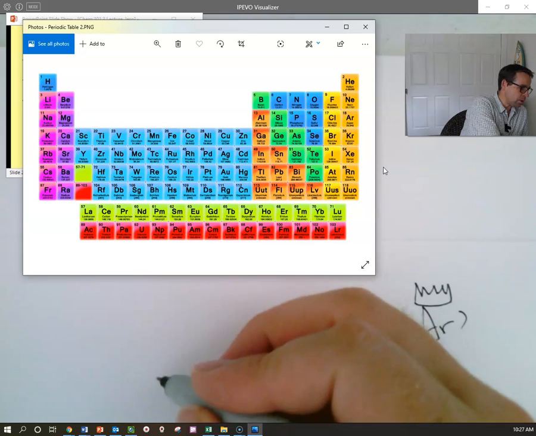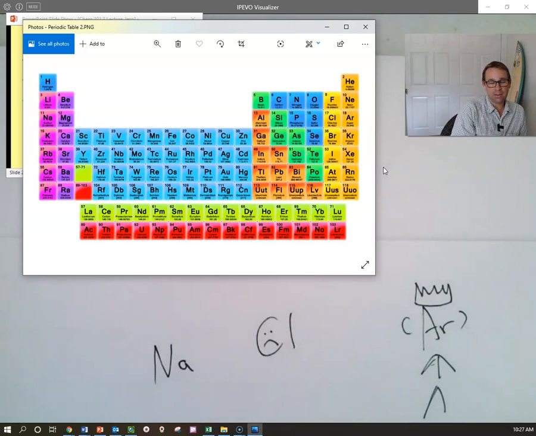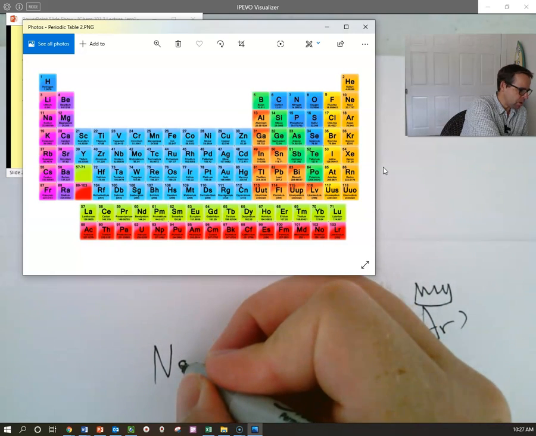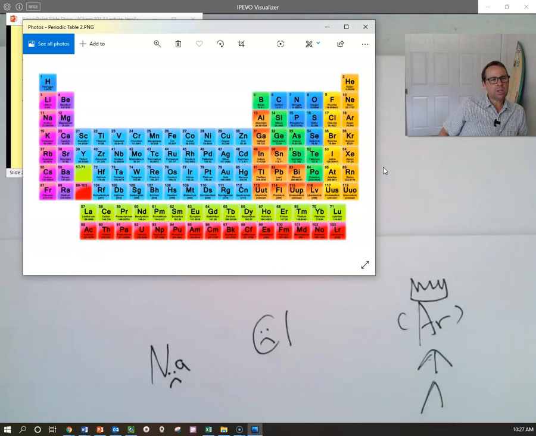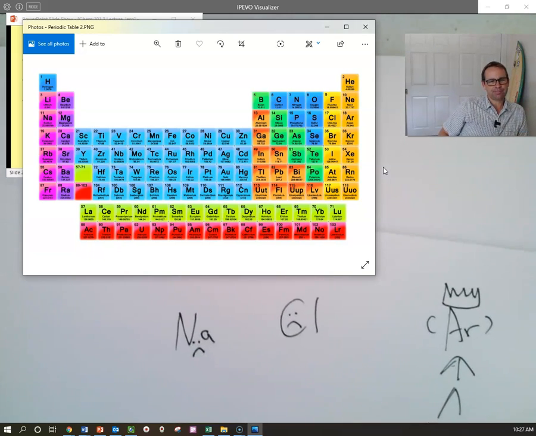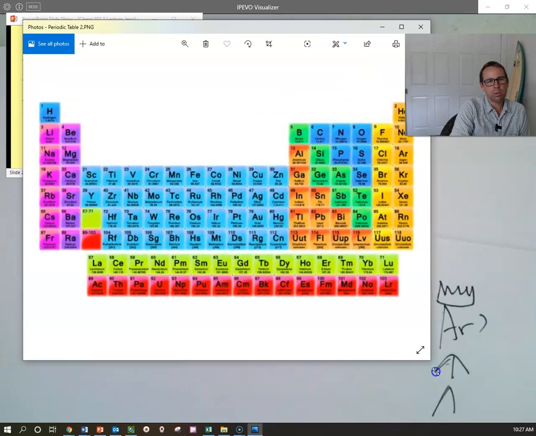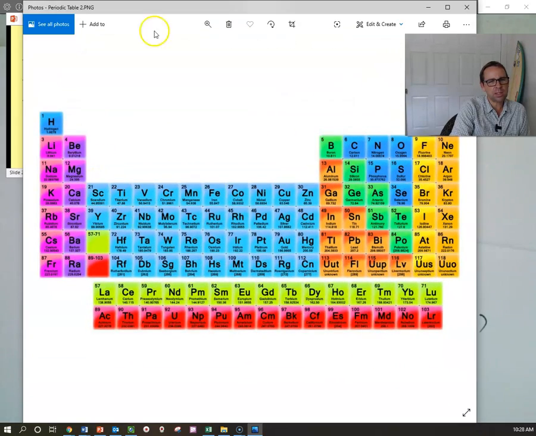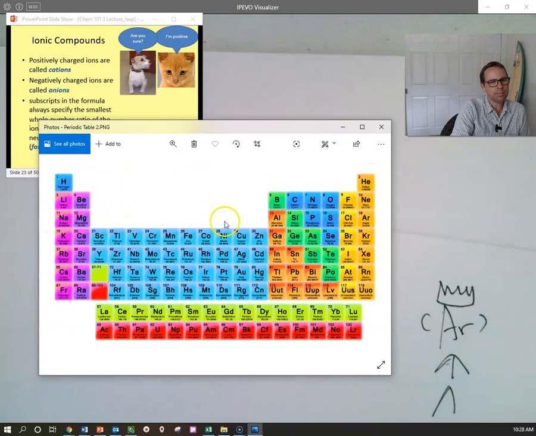Let me introduce you to another element. This is a metal, but sodium is also sad. I'm going to put the sad face right there. Why do you think sodium's sad? He wants to be a noble gas too. Which noble gas could be easiest for him to become like? Where's Na?